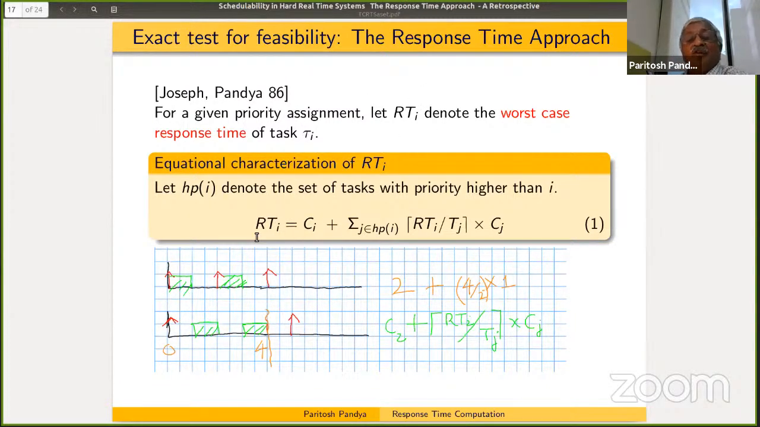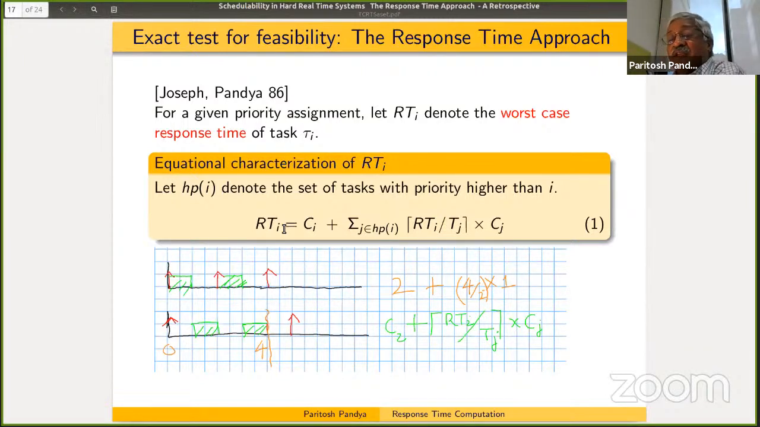And what we said is, let us look at the behavior of this worst case response time entity RTI, because after all, your goal of design is to make this RTI less than DI, the deadline. The worst case response time should be less than the deadline, and hence every response time is less than deadline. So for a task I, let HPI denote the set of all the tasks who have been assigned higher priority than I. Then after some analysis, what we arrived at is this equation. It says that RTI, which occurs on both sides of the equation, satisfies this equality.